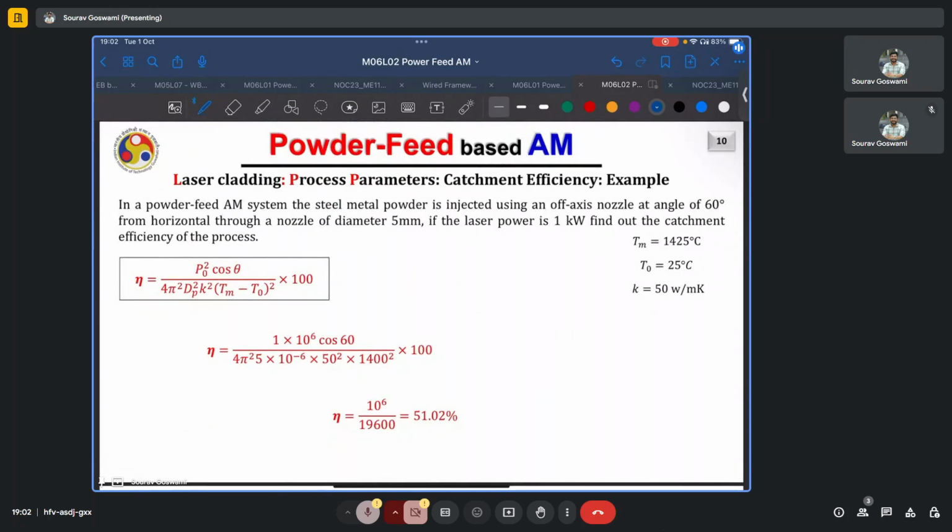The catchment efficiency has also been explicitly calculated for us in a simple case. So in a powder feed nozzle based AM system, the steel metal powder is injected using an off-axis nozzle at an angle of 60 degrees from the horizontal through a nozzle of diameter 5 meters. If the laser power is 1 kilowatt, find out the catchment efficiency of the process. It has also been calculated here, so I'm not repeating the exercise.